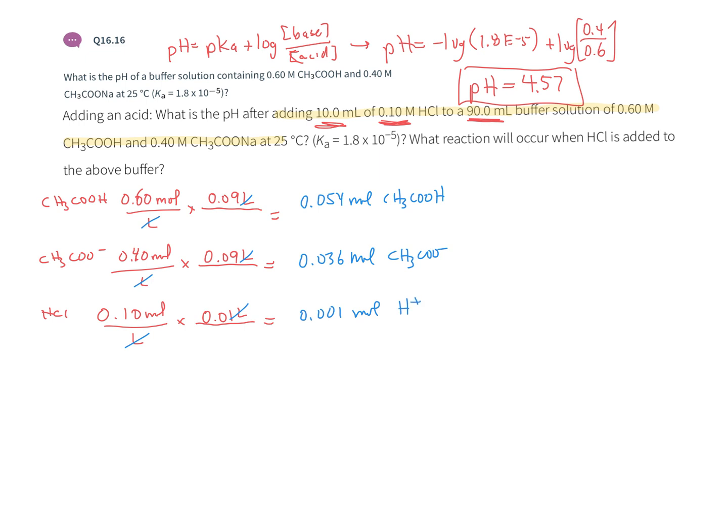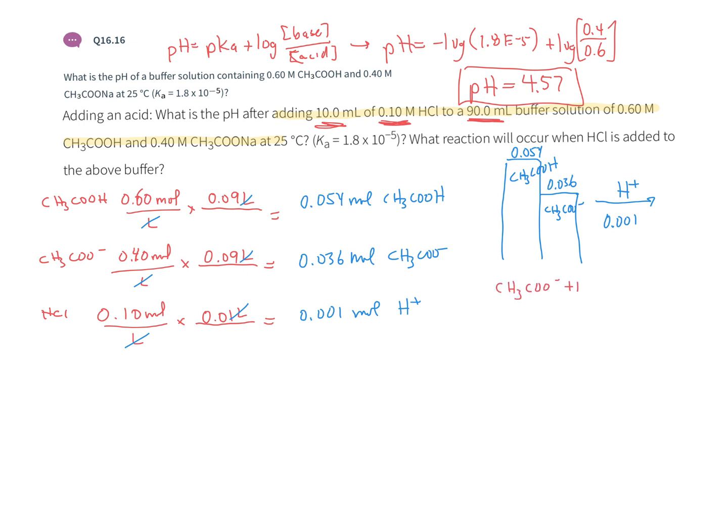So now I need to figure out what that's going to react with. I can draw my little diagram. Here's my acetic acid, my 0.054 acetic acid, my 0.036 acetate. To that, I add a proton, I add 0.01 moles of a proton. Where does that react? That's going to react with the conjugate base. That's going to protonate the conjugate base. I'm going to have this reaction.